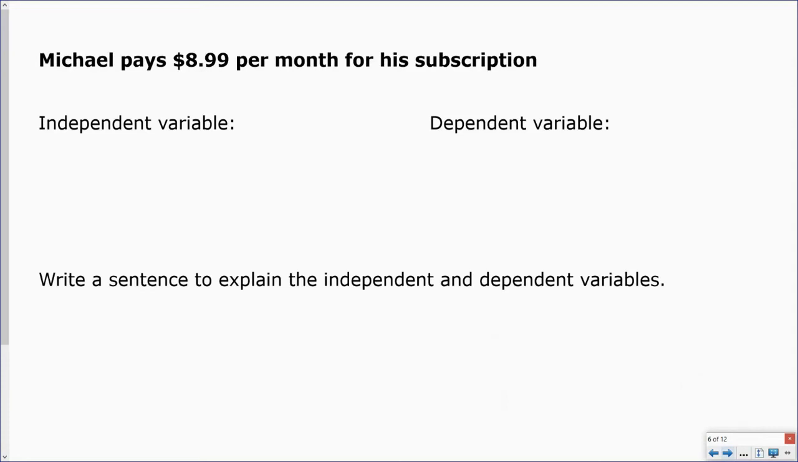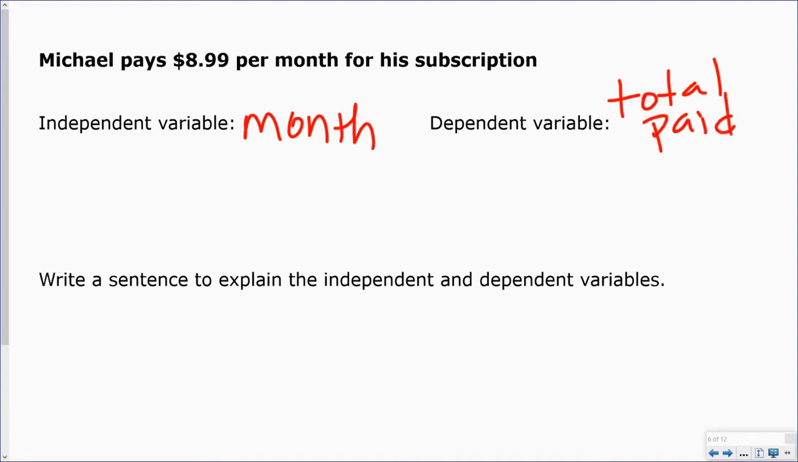Michael pays $8.99 per month for his subscription. The independent variable would be the months, because the months are going to go by whether he has a subscription or not, or whether he pays for his subscription or not. The dependent variable is the total paid. So the more months he has of subscription, the more he's going to spend. So his amount paid depends on the number of months he has a subscription. So there is our sentence.